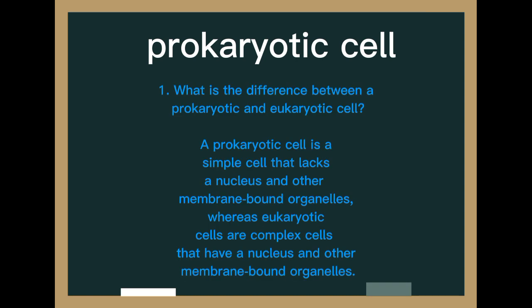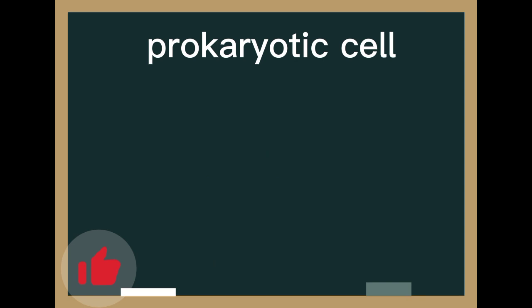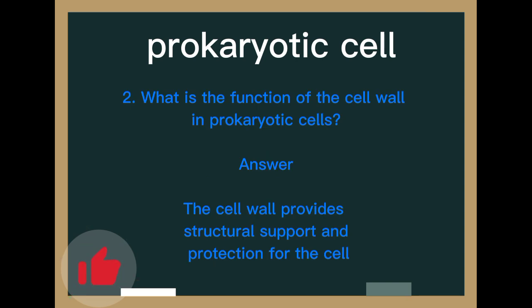1. What is the difference between a prokaryotic and eukaryotic cell? A prokaryotic cell is a simple cell that lacks a nucleus and other membrane-bound organelles, whereas eukaryotic cells are complex cells that have a nucleus and other membrane-bound organelles. 2. What is the function of the cell wall in prokaryotic cells? Answer: the cell wall provides structural support and protection for the cell.